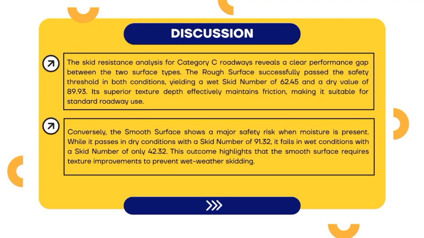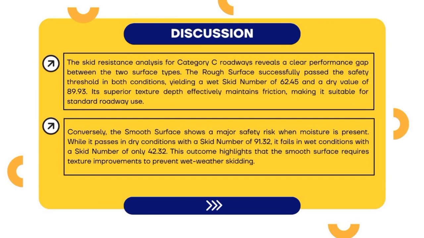For the discussion, the skid resistance analysis for category C roadways reveals a clear performance gap between the two surface types. The rough surface successfully passed the safety threshold in both conditions, yielding a wet skid number of 62.45 and a dry value of 89.93. Its superior texture depth effectively maintains friction, making it suitable for standard roadway use.